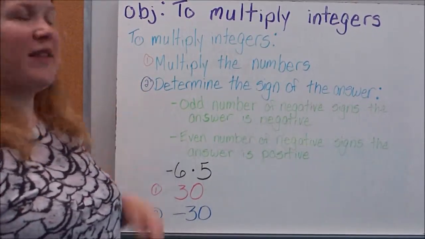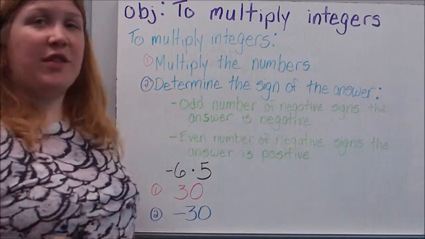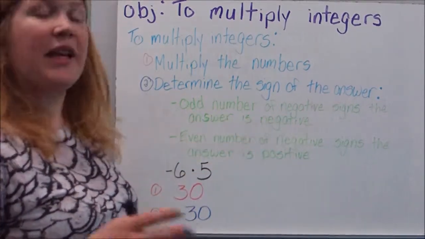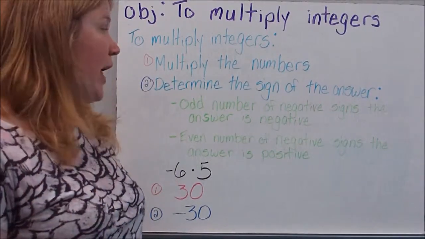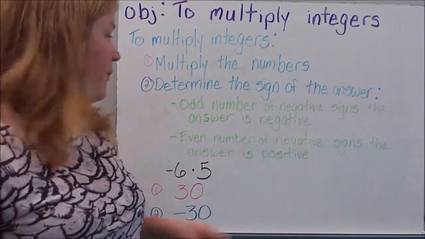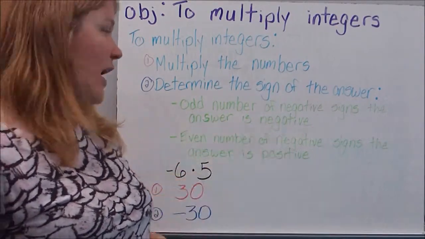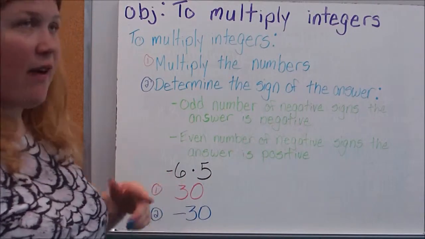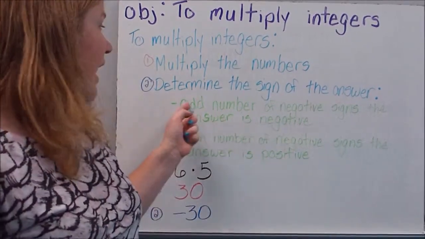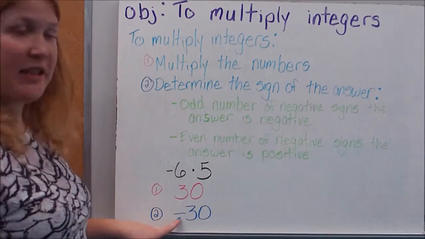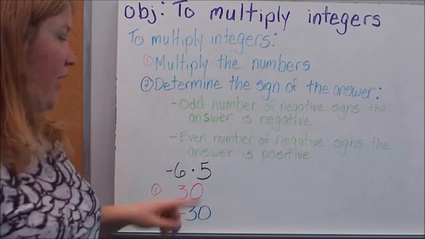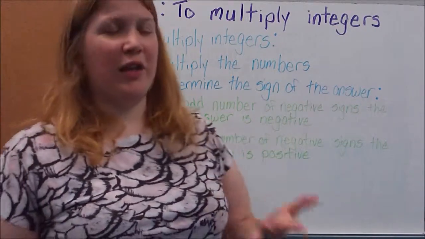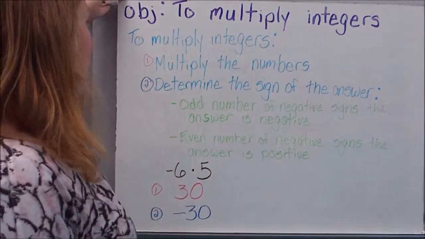Now I need to determine what the sign of my answer is going to be. And there's just two simple rules for this. If I have an odd number of negative signs in my factors, or the numbers I'm multiplying, my answer will be negative. If I have an even number of negative signs, my answer will be positive. So if you look here, I have one negative sign, which is odd, so that means my answer should be a negative 30. If they'd been negative 6 times negative 5, that would have been 2. It would have been even, so then it should be positive. So let's look at that and do some examples.